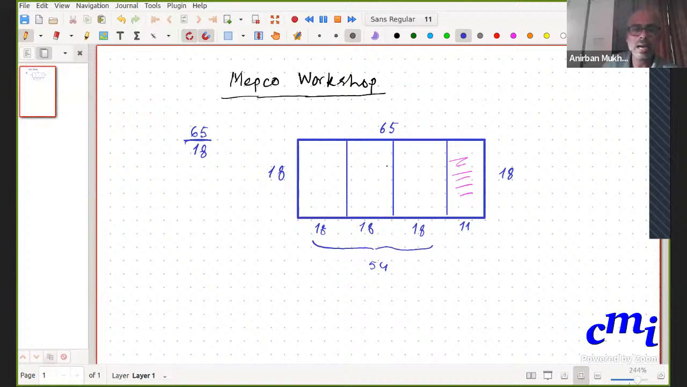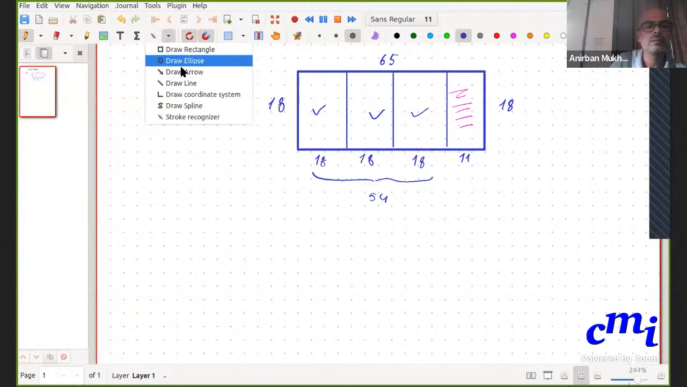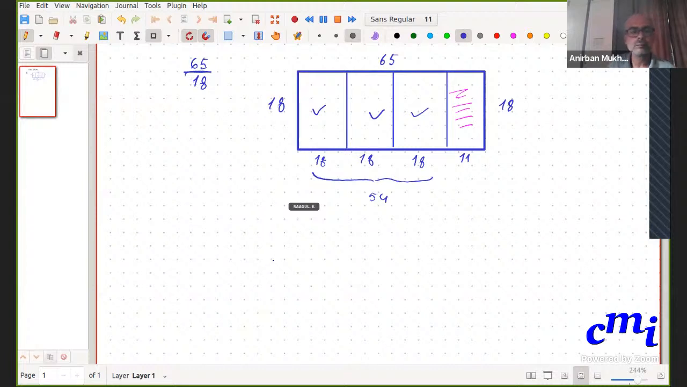Yeah. So we already have 3 square tiles, 18 cross 18 tiles. This is the first one, the second one, and the third one. And then the remaining portion is a rectangle of size 11 cross 18. So that's the remaining rectangle. Let's draw that.